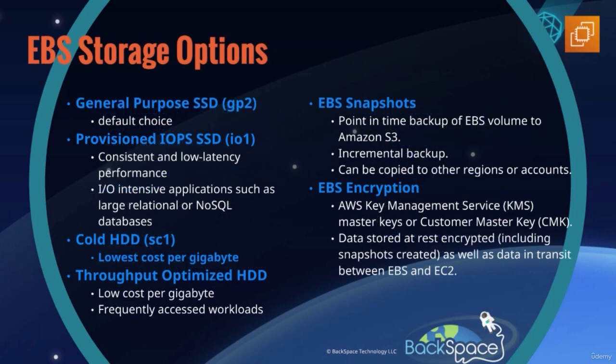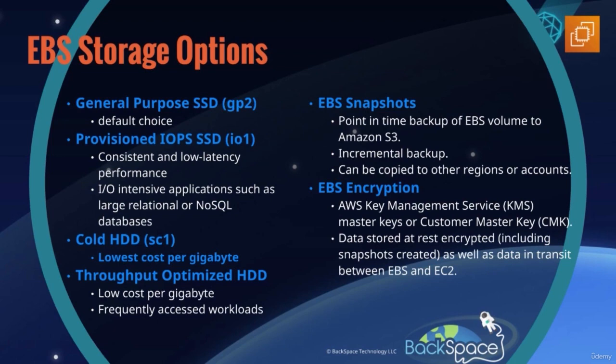There are a number of storage options available for EBS. The first one is the default choice and is a general purpose SSD, called GP2. The next one is for IO intensive applications, such as a large relational database or a NoSQL database. You can use a provisioned IOPS SSD drive, called an IO1 drive, and that will give you high performance, consistent and low latency.